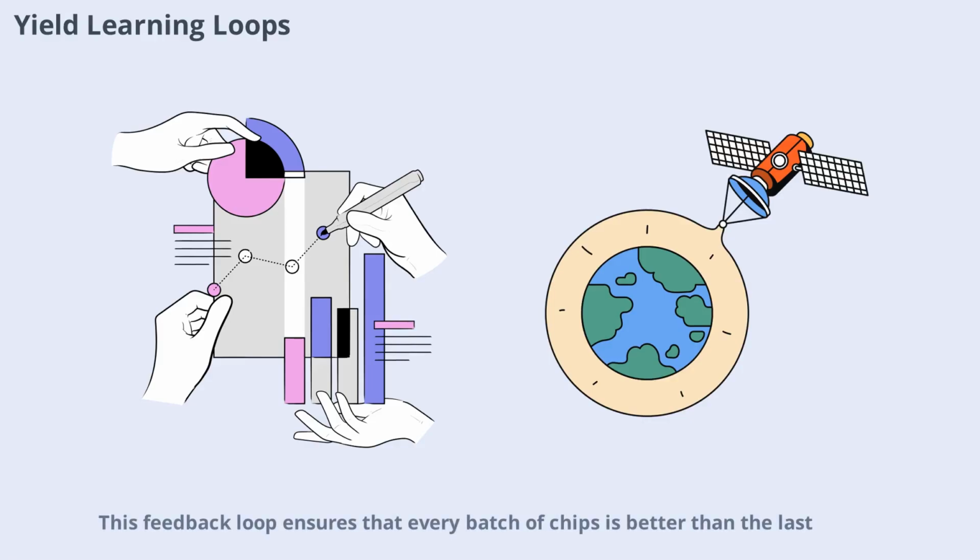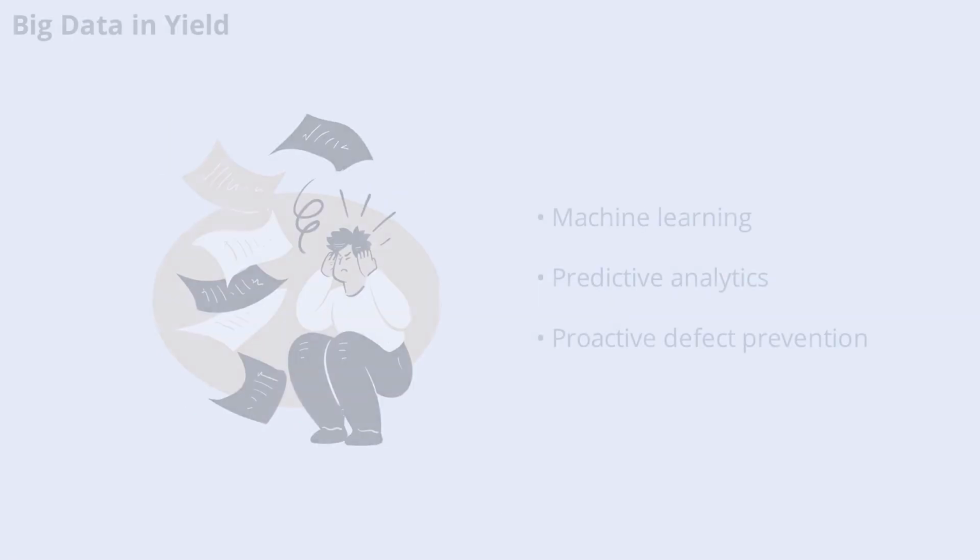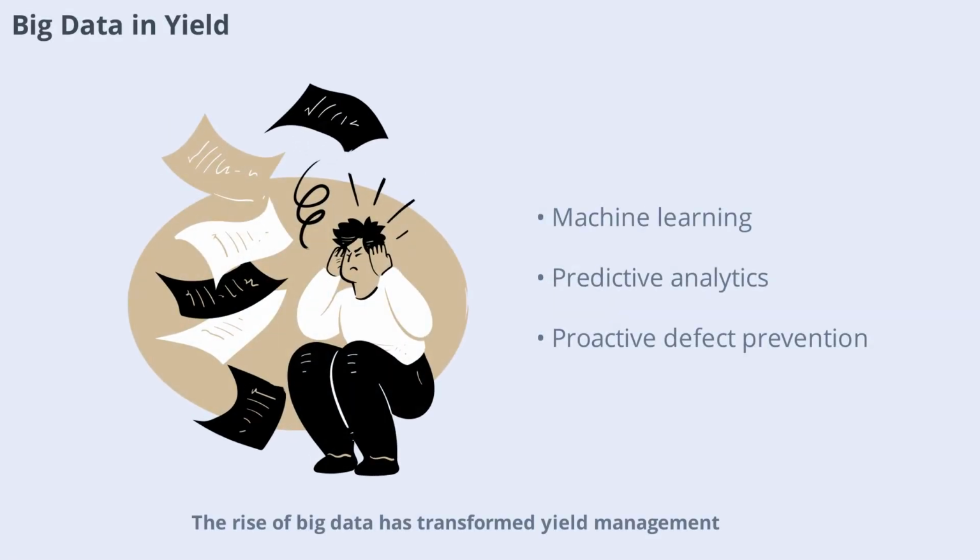This feedback loop ensures that every batch of chips is better than the last and that improvements are shared across the organization. The rise of big data has transformed yield management. Advanced analytics and machine learning algorithms can sift through massive datasets, uncovering subtle patterns and predicting defects before they occur. This proactive approach helps fabs stay competitive and deliver higher quality products.